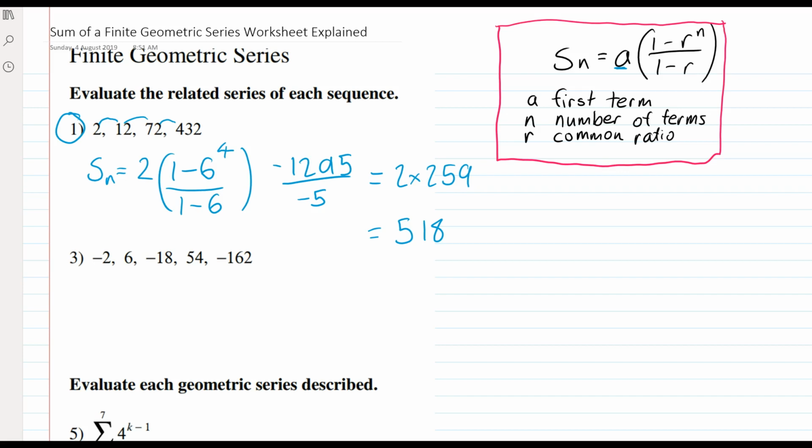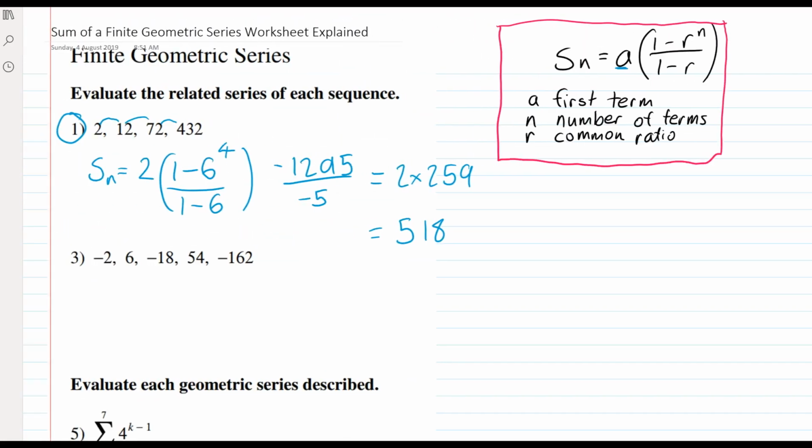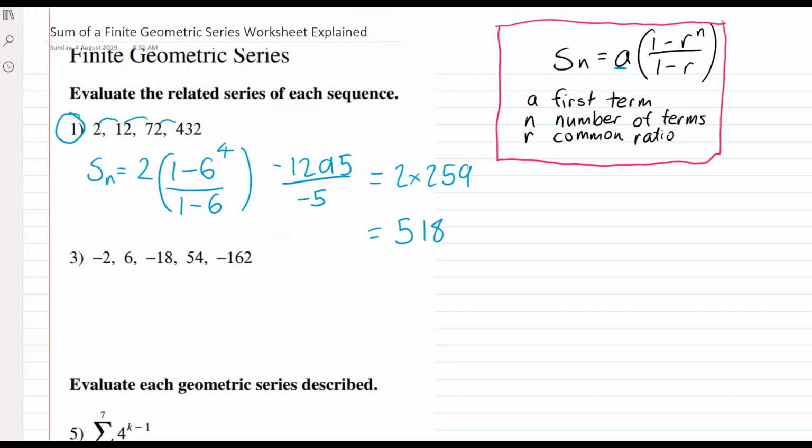Okay, so I'm assuming that you had a go at question 3. Just to start us off, the answer is negative 122. So if you got that right, congratulations. If not, this is the process for it.